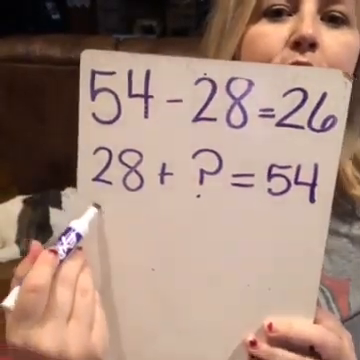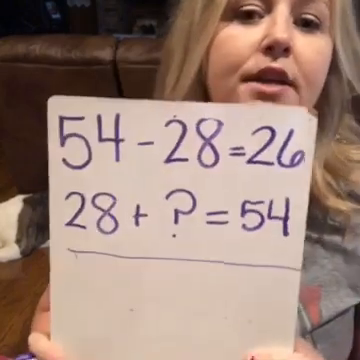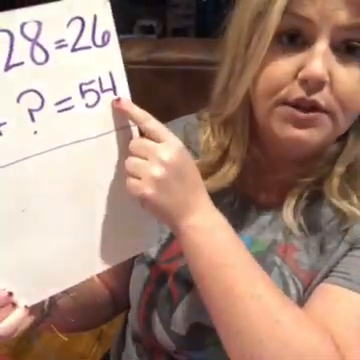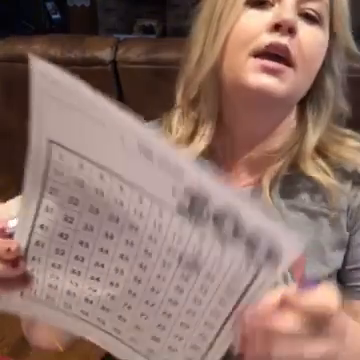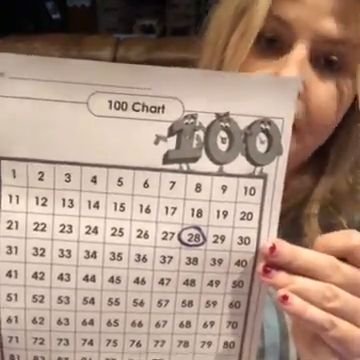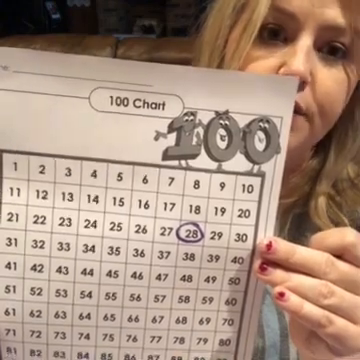Let's look at this equation. I should get the same answer. It should be 28 plus 26 equals 54, if I did it correctly. So this time I'm going to start on the 28. I found the 28 in the eighths column because there are 8 ones. Now I'm going to count up to 54.